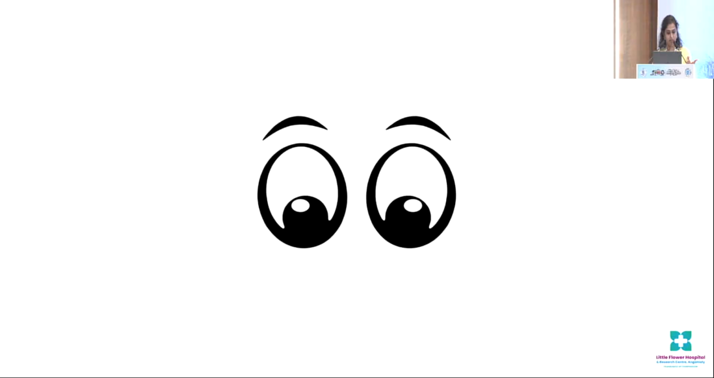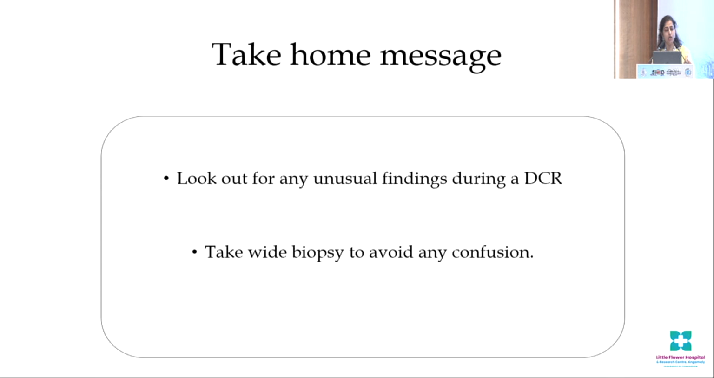So for the take-home message, look out for any unusual findings during a DCR, and do a sac biopsy, preferably a wide biopsy is required. And the usual unusual findings are, one, recurrent DCR, or the patient has hemolacria, a non-compressible lesion, and on table if you find the lacrimal sac to be hardened, it's preferable to go with biopsy at least, and stop doing the DCR ostium.